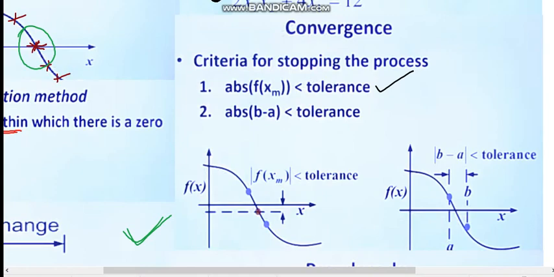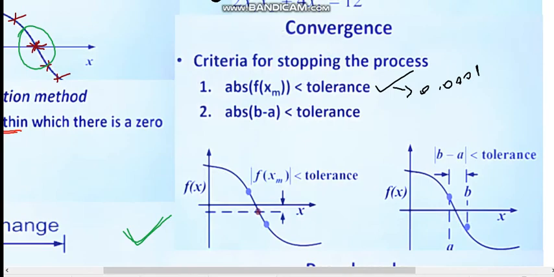If the tolerance is 0.0001, then each time you check what f of x m is, whether it is less than 0.0001. So we take this tolerance as 0.0001. When f of x m is less than the tolerance, we have to terminate the process.